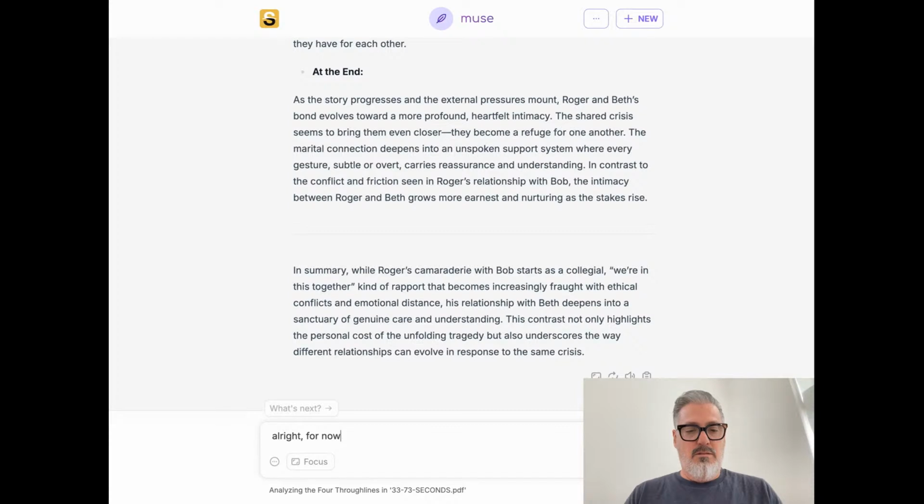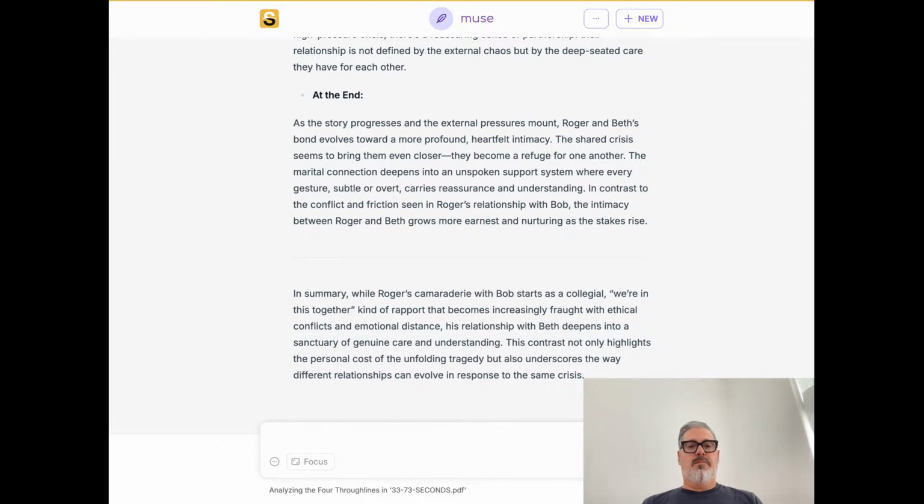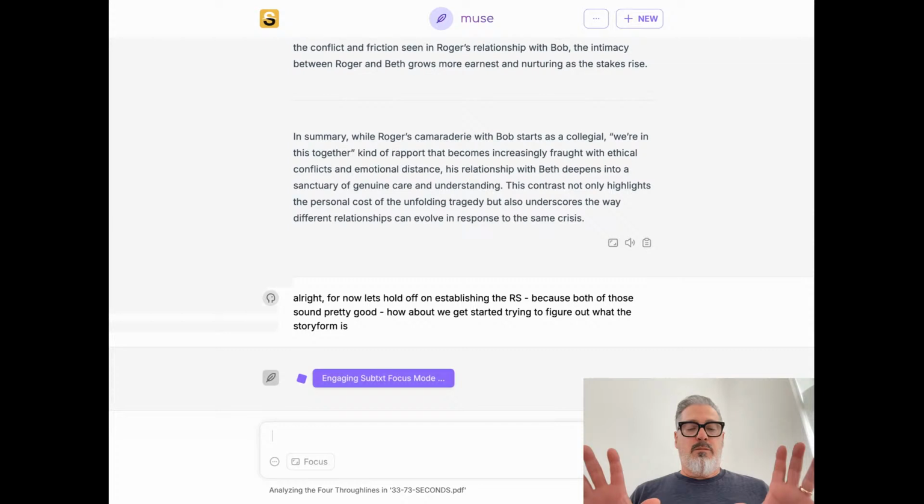All right. For now, let's hold off on establishing the relationship stories, because both of those sound pretty good. How about we get started trying to figure out what the story form is? So the idea is that, all right, now I have established the kind of point of view.